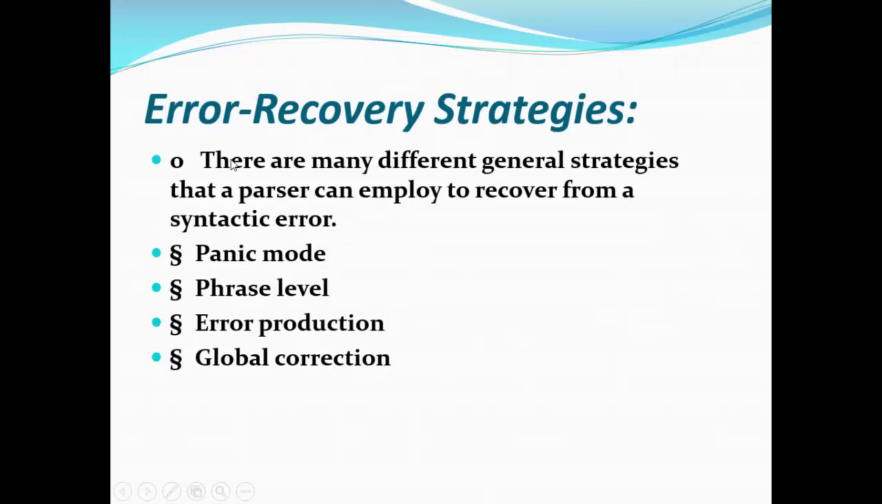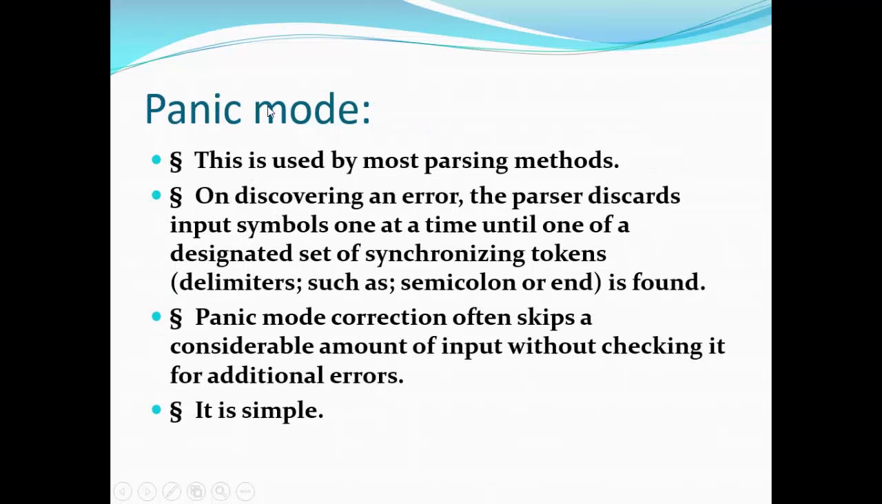Error recovery strategies. There are many different general strategies that a parser can employ to recover from a syntactic error. One is panic mode, one is phrase level, one is error productions, and one is global correction. First, we are going to see panic mode. This is used by most parsing methods. On discovering an error, the parser discards input symbols one at a time until a designated set of synchronizing tokens, delimiters such as semicolon or end, is found. Panic mode correction often skips a considerable amount of input without checking for additional errors. So it is very simple.